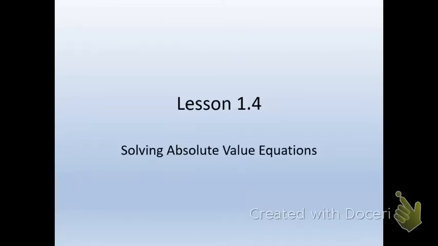Today we are doing lesson 1.4, which is solving absolute value equations. Now the good news is most of what you're going to see today we've been seeing all week. All right, we're going to be solving equations.